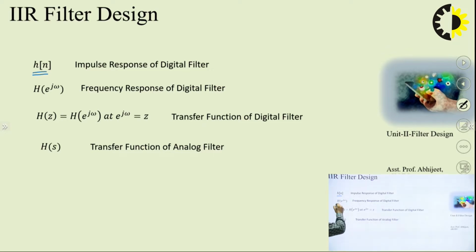If I take the Fourier transform of impulse response, we get capital H of e j omega, which is said to be the frequency response of the digital filter. If we take the Z transform of the filter, then what we will have is capital H of Z. So, capital H of Z is either taking the Z transform of impulse response or evaluating the frequency response of the filter at e raised to the power j omega, that is Z is equal to e raised to the power j omega.